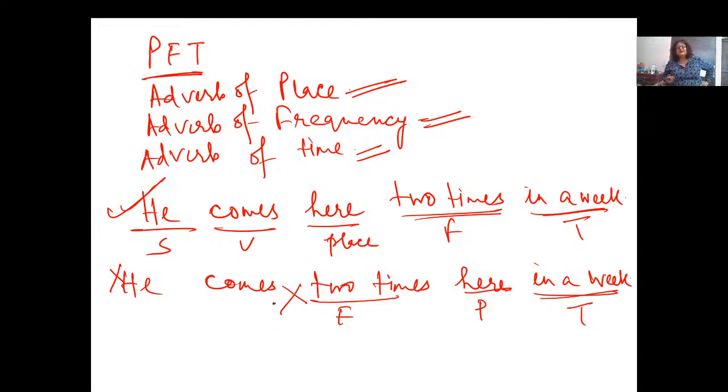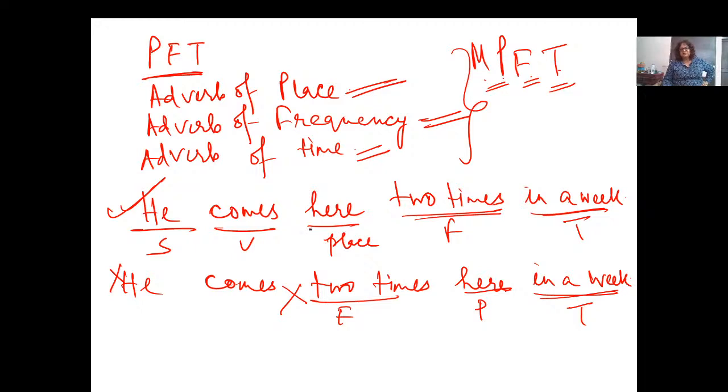It should not be TFP. It should not be FTP. It should not be TPF. No, no, and no. The order must be P, F, and T. Means place, frequency, time. MPT, manner, place, time. And if you take M, manner, then the order will be MPFT.